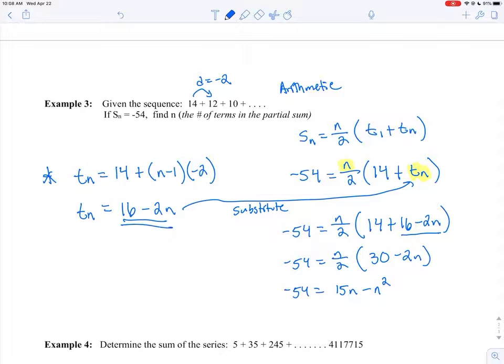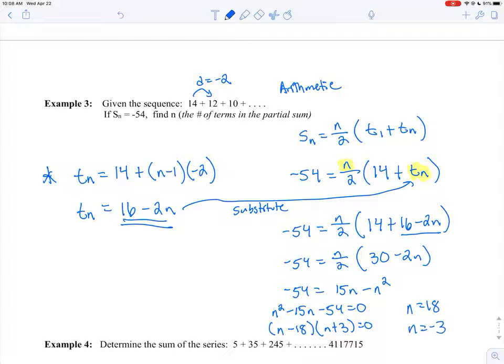These are n values, but we're more familiar with seeing them as 15x minus x squared. Hopefully everyone would be thinking we need to get everything to the same side and factor. I'm going to bring everything to the left just to make the n value positive. So n squared minus 15n minus 54 equals 0. Kind of running out of room here, but we want to factor that. So we get n minus 18 and n plus 3 equals 0. So n equals 18 or n equals negative 3.